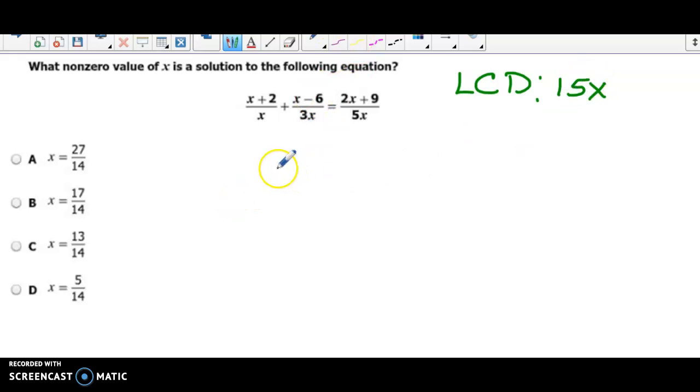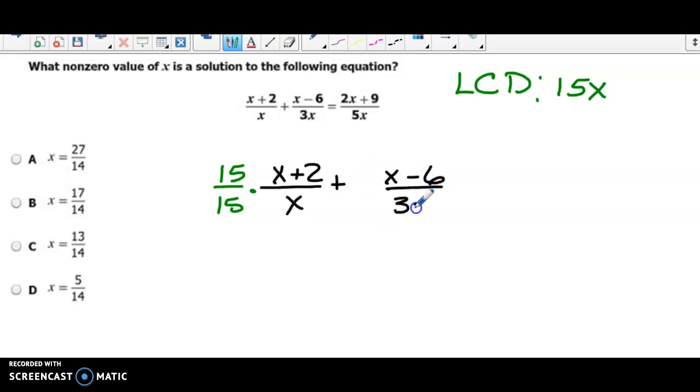So when we write this out, we have x plus 2 all over x. What does my common denominator have that this one's missing? Well, this one's missing a 15, so we're going to multiply 15 on the top and the bottom of the first problem. Plus, we have x minus 6 as my second term over 3x. What does my common denominator have that this one's missing? Well, it has both a 3 and an x, so it's only missing a 5. So we multiply 5 on both the numerator and the denominator.